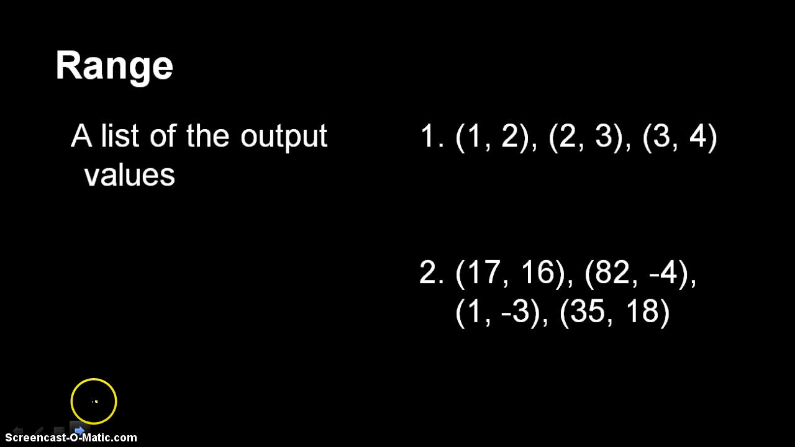Range is the list of the output values, and it also needs to be listed in number order. In this first example, the range is 2, 3, and 4. Because range is the list of the output values, it is the list of the y values or the y coordinates. So we'd have 2, 3, and 4.